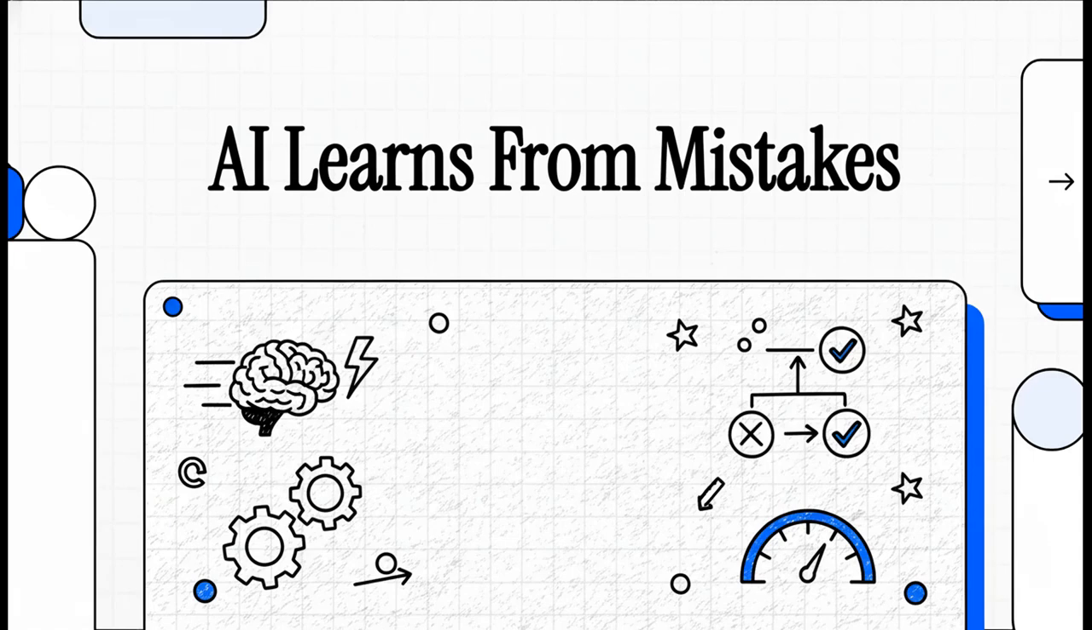All right, today we are diving into a really cool question in AI. It's all about how these systems learn from their mistakes, and more importantly, how they got so incredibly fast at it. Let's get into it.